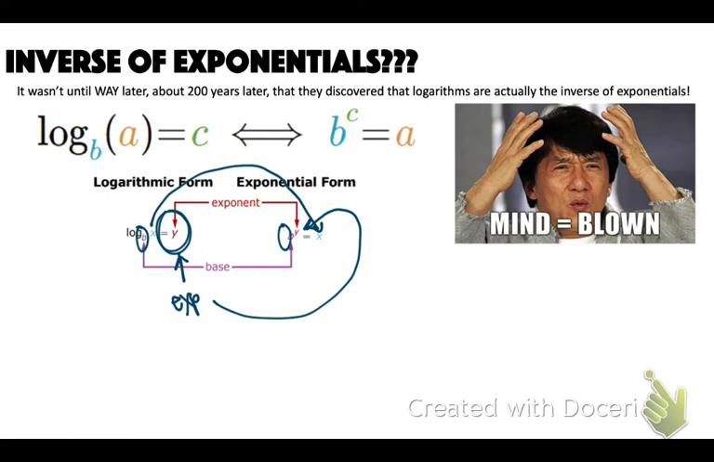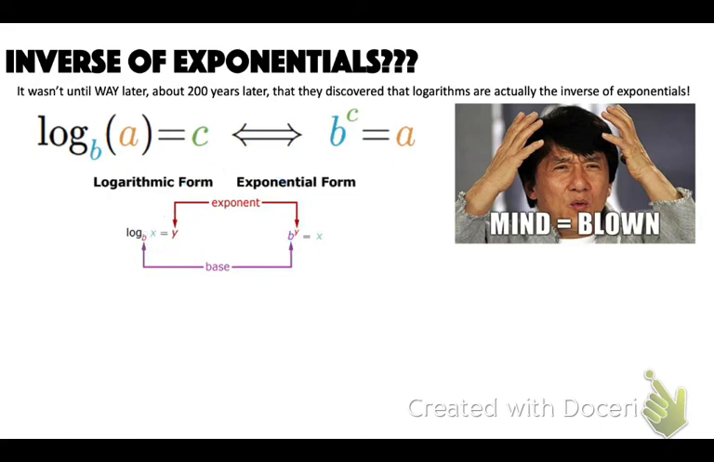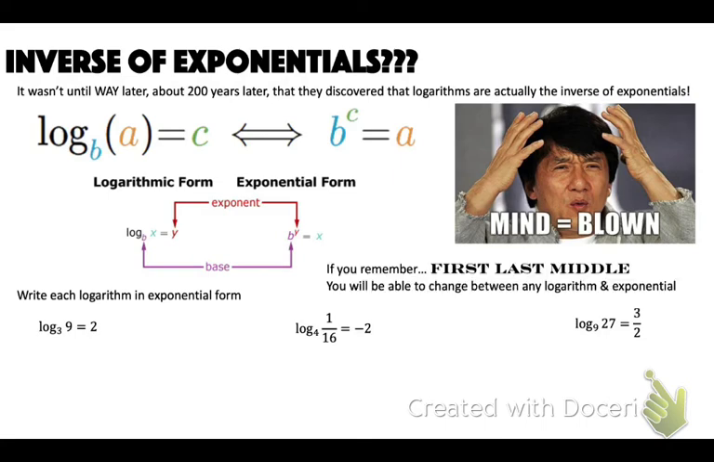We'll go through right now how to write these. The biggest thing to remember is first, last, middle. You can change between any logarithm and any exponential. If we look at log base 3 of 9 equals 2 and just remember first, last, middle: the first number that pops up is the 3, the last number is the 2, and the middle number is the 9. That's a true statement, 3 squared does equal 9.